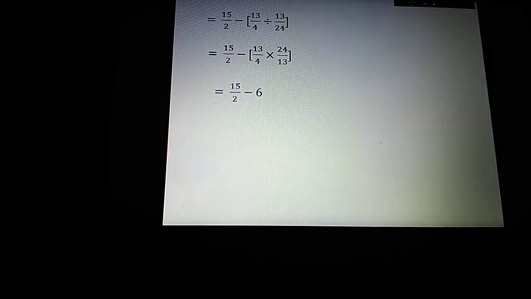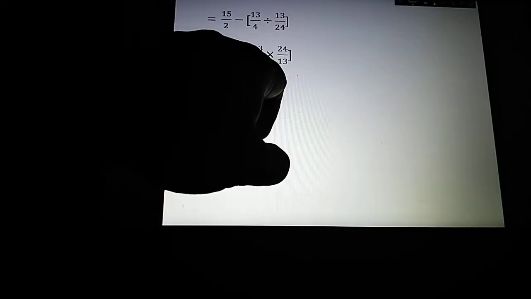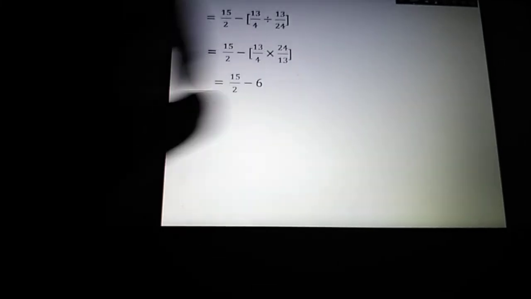As it is a division sign, we convert it into a multiplication sign. 13 by 24, and we take the reciprocal of the fraction, 24 by 13. And let's see, 13 and 13 can be discarded. We discard 13 and 13, and 4 6s are 24. That means in the numerator we get 1 into 6, and in the denominator we don't get anything. That means 6 divided by 1, we can write it directly as 6. 13 13 cancelled, 4 6s are 24, we write just 6.